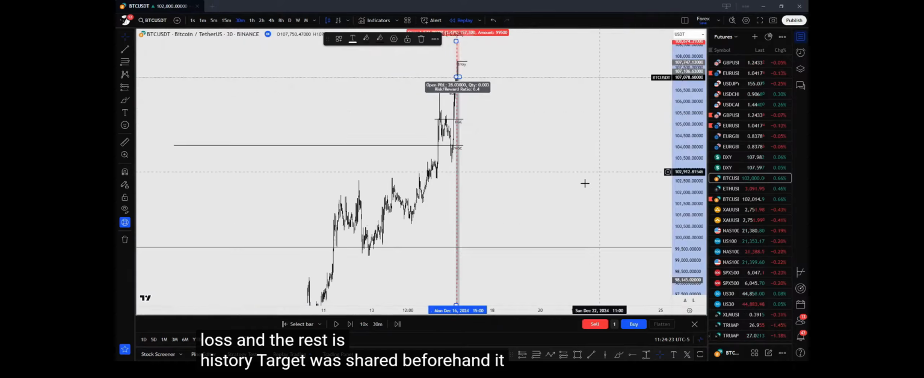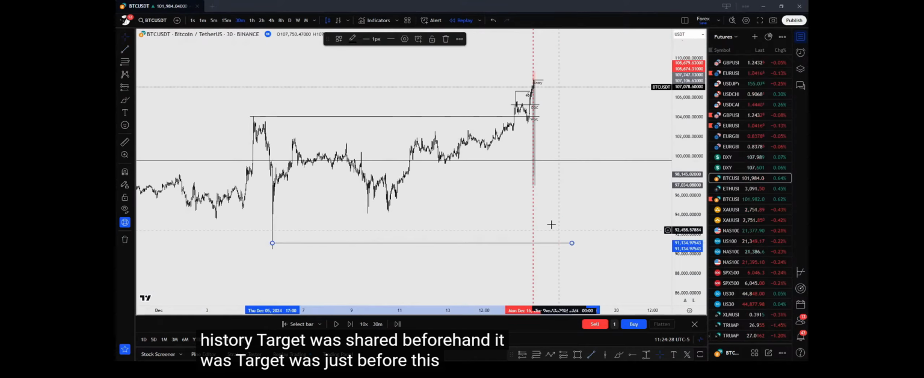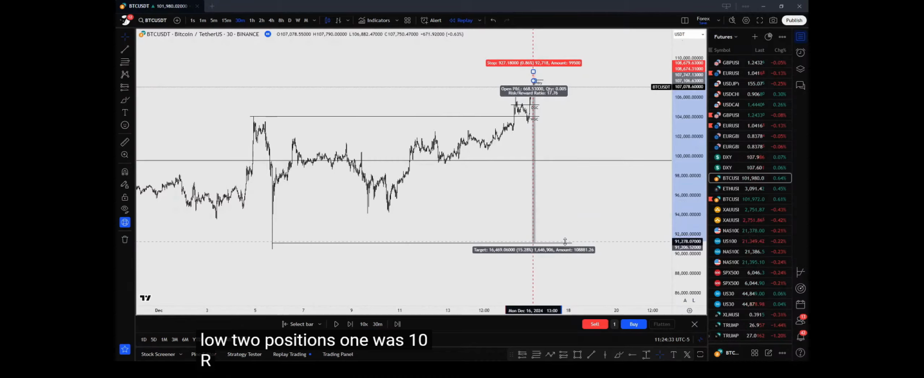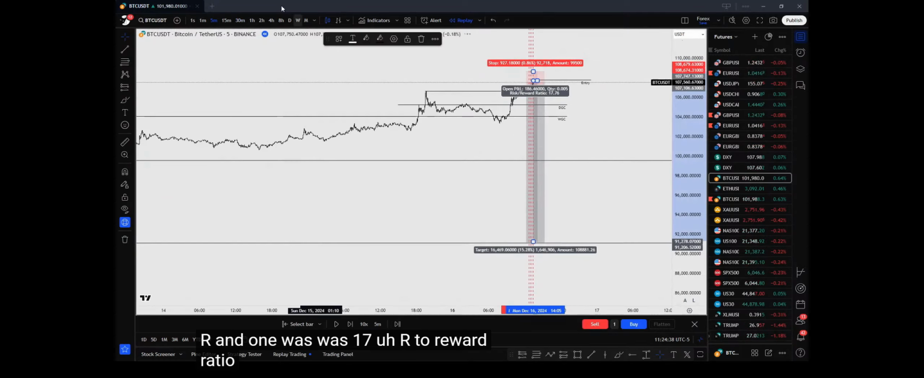Target was shared beforehand. Target was just before this low. 2 positions. One was 10R, and one was 17 risk to reward ratio.